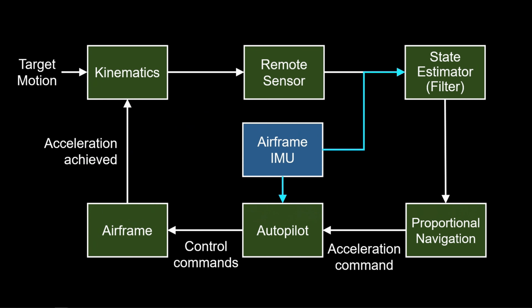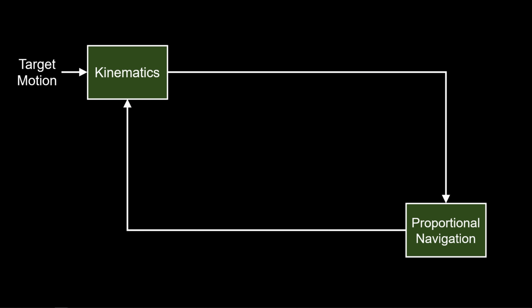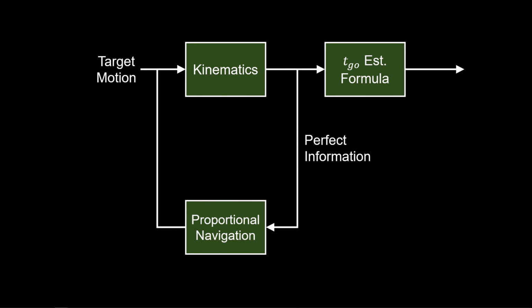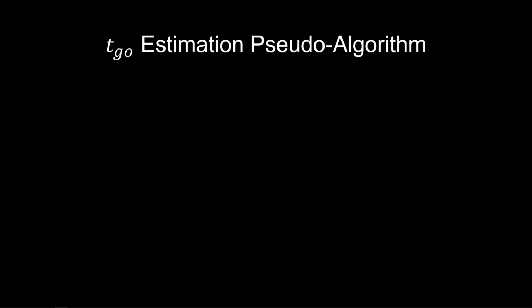We'll simulate various engagements with proportional navigation, get the actual time to go, and use the simulation data to estimate time to go for each method. For this, perfect kinematic data is fed back in the simulation so that the relative motion history is obtained. Then, each time to go estimation formula is applied and compared to the actual time to go. The procedure is as follows.